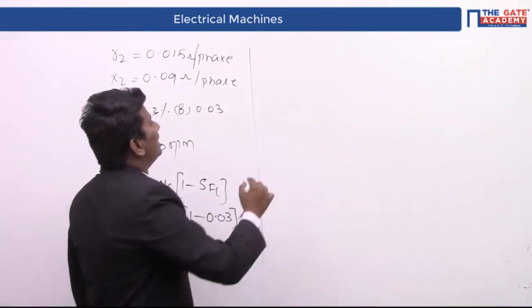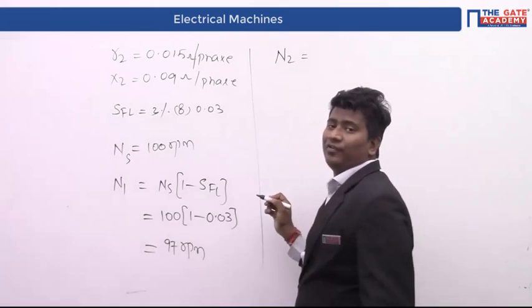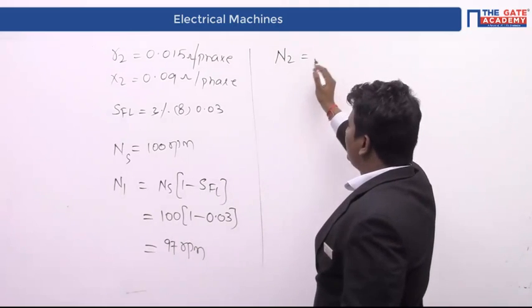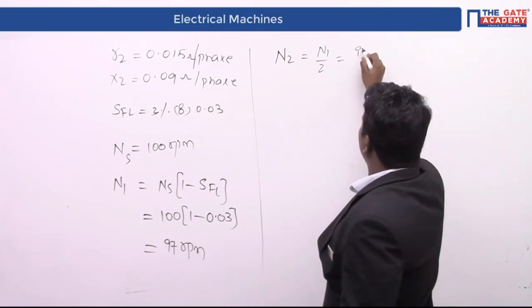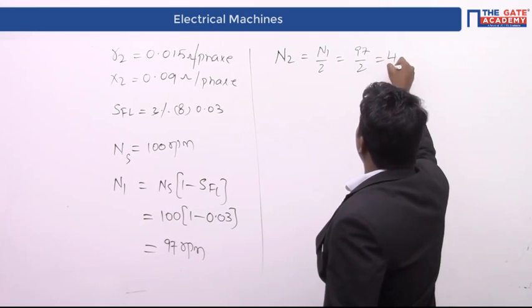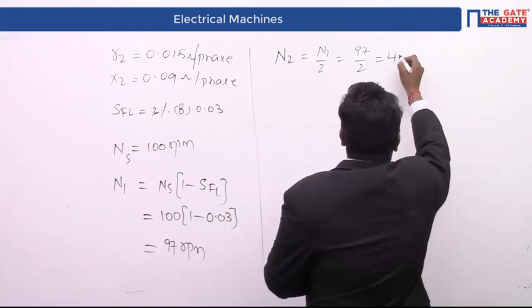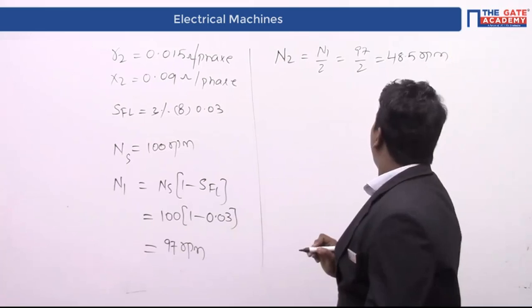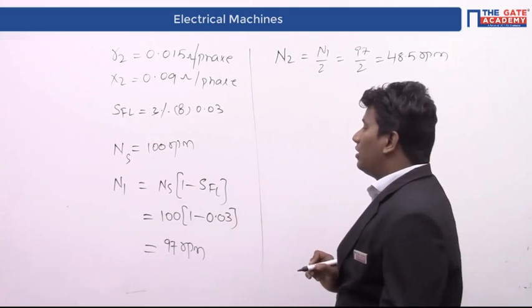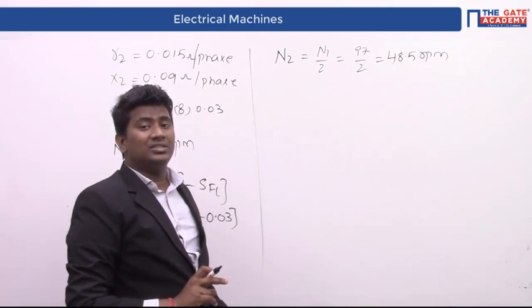Now, the data they have given is the speed at half load speed. What is the half load speed? N1 by 2, that is equal to 97 by 2, which is 48.5 rpm. Now, what they are asking is the percentage reduction in the stator voltage.